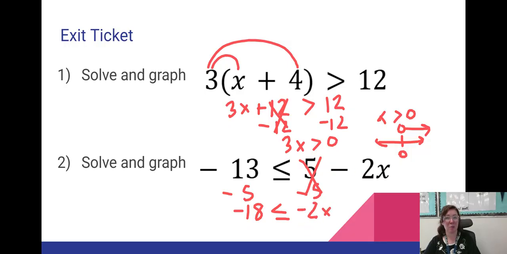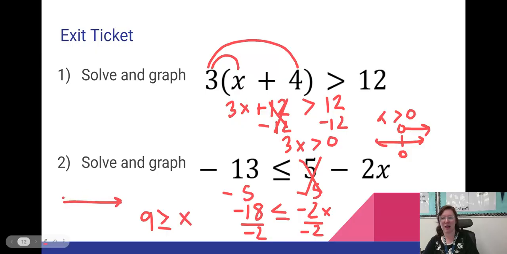Now I need to split up the negative 2 and the x, so I divide both sides by negative 2. Wow, I used negative 2 a lot, huh? And we divided on both sides, so negative 18 divided by negative 2 is a positive 9. I have to flip the sign, so 9 is greater than or equal to x. And then I could graph it, something like this. It's a 9. Closed circle. If 9 is greater than x, then x is the stuff smaller than 9. That is practicing solving and graphing inequalities. You got this.